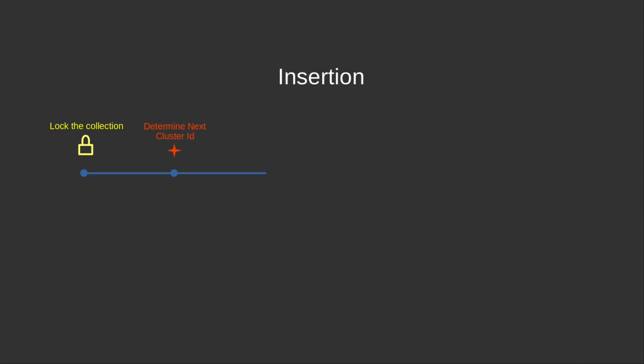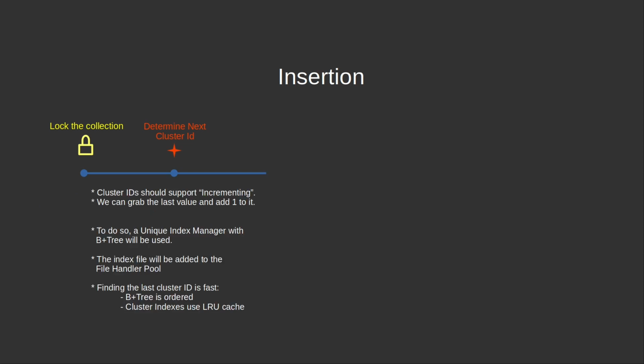Next, we need to determine the cluster ID. Every cluster ID should support incrementing, so we can grab the last value of the cluster ID and add 1 to it. Of course, here we use unique index managers because cluster IDs should be unique, and a B+ tree will be used. Since we are talking about sticking the pieces together, you should also remember that the index file will be added to the file handler pool. Finding the last cluster ID is also quick because the B+ tree is ordered, and cluster indexes use LRU cache as well.